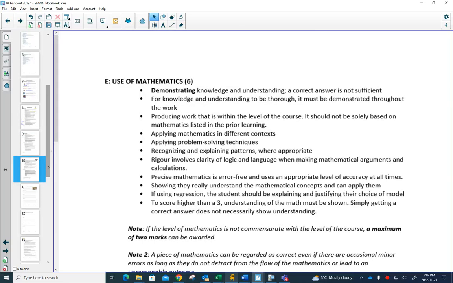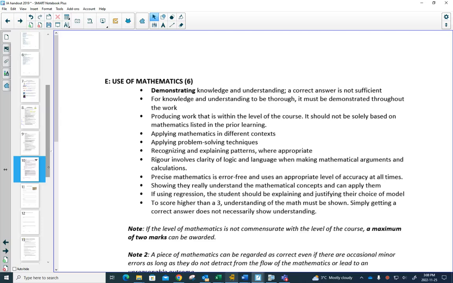And then finally, 6 marks for your use of mathematics. Okay? If your mathematics is not considered at the level of the course, then the maximum you can get on that section is 2 out of 6. So if all you did was a squared plus b squared equals c squared, sorry, that is considered pre-knowledge to IB. We can't give you any marks for your mathematics.